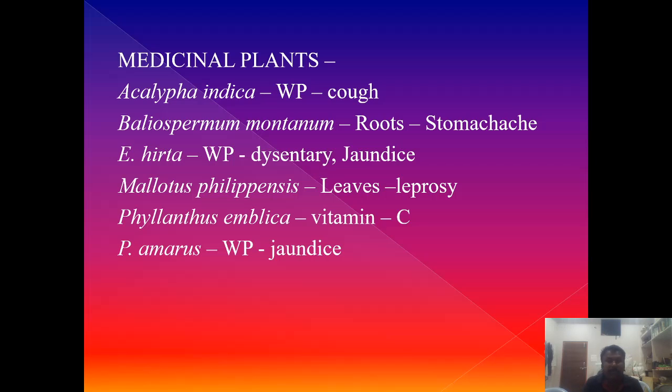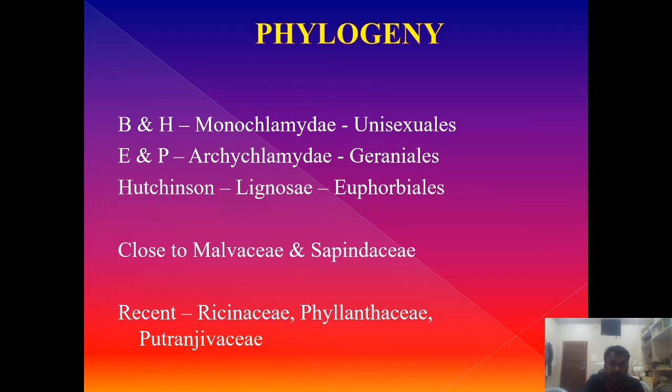There are many medicinal plants in this family. We are going to learn one or two species here. For example, Baliospermum montanum: the roots are used to cure stomachache. Euphorbia hirta: the whole plant is used to cure dysentery and jaundice. Phyllanthus emblica: the fruits have a high content of vitamin C. And Phyllanthus amarus: the whole plant is used to cure jaundice.